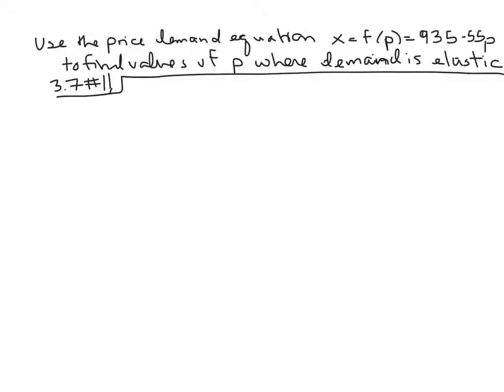All right, this is 3.7, number 11. We want to use the price-demand equation that's given to find values of P where demand is elastic. So the first thing that we need to understand is what it means for the demand to be elastic.